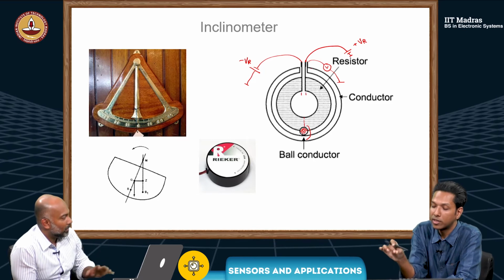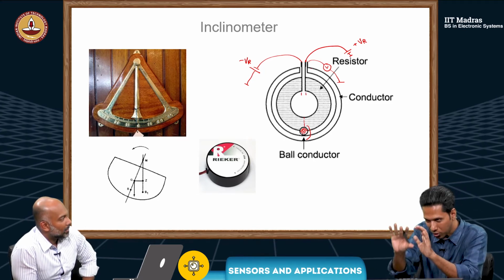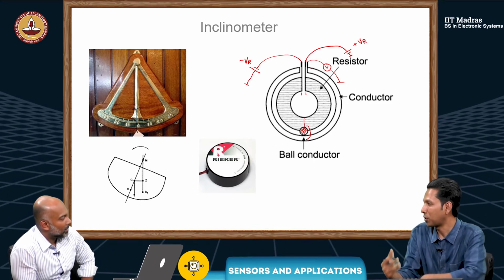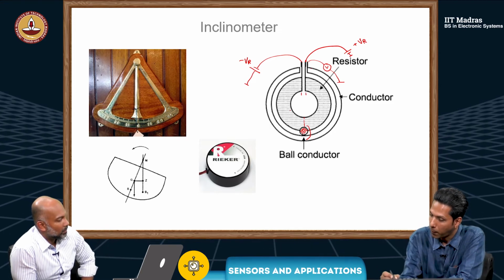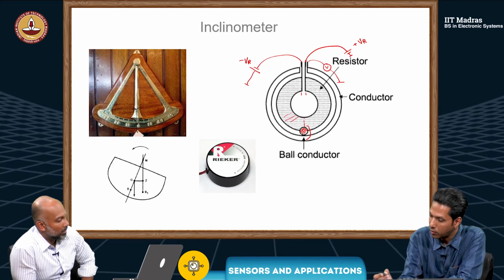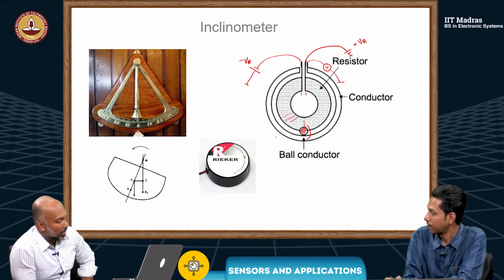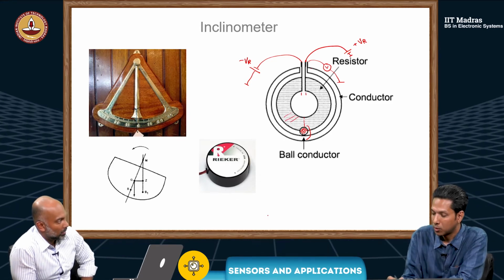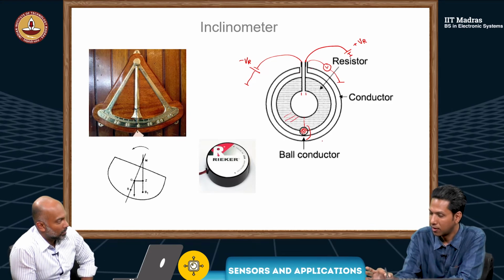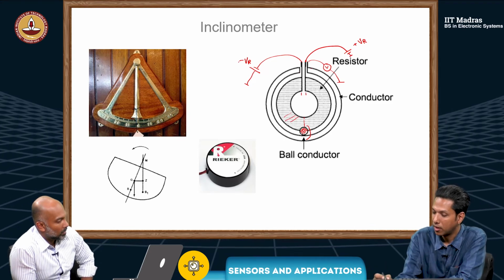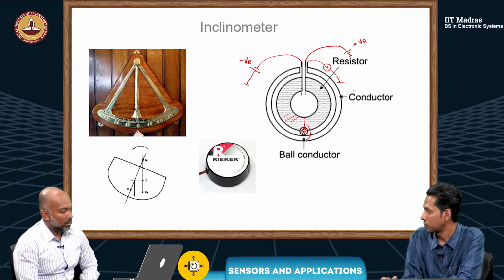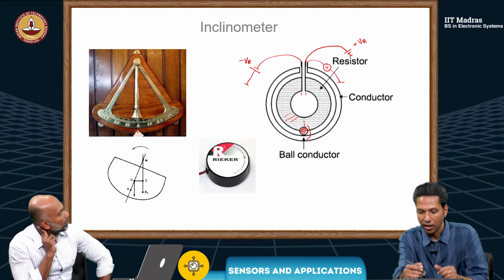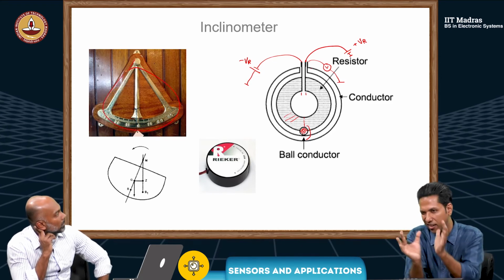The ball is just left here, of course with the casing so that it will not come out. The ball is always in contact with the resistive element and the conductor. So in this situation, you are given plus VR, minus VR. The center is at 0 volt and the outer one is at 0 volt. Now let's say this outer structure is tilted by some angle.